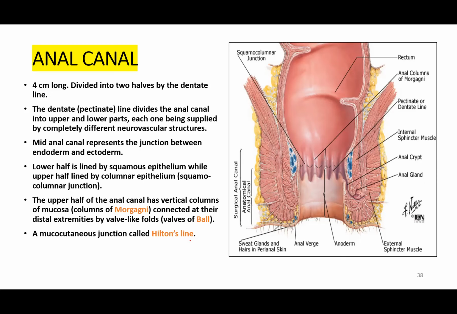neurovascular distribution. The dentate line, also called the pectinate line, divides the anal canal into upper and lower parts, each one being supplied by completely different neurovascular structures. Okay, the mid-anal canal represents the junction between the endoderm and the ectoderm. So you can see at this point, okay, you have the dentate or pectinate line here.